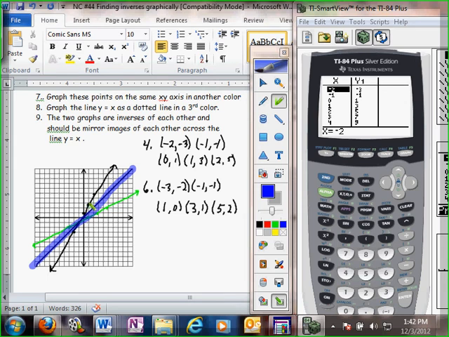And if you're having a hard time seeing that, this portion of the black line up here is a reflection of the line y equals x down here. And this portion of the black line down here is a reflection of the line y equals x on this piece here. But basically, when we're looking at them graphically, the graphs of the inverses should be reflections in the line y equals x.